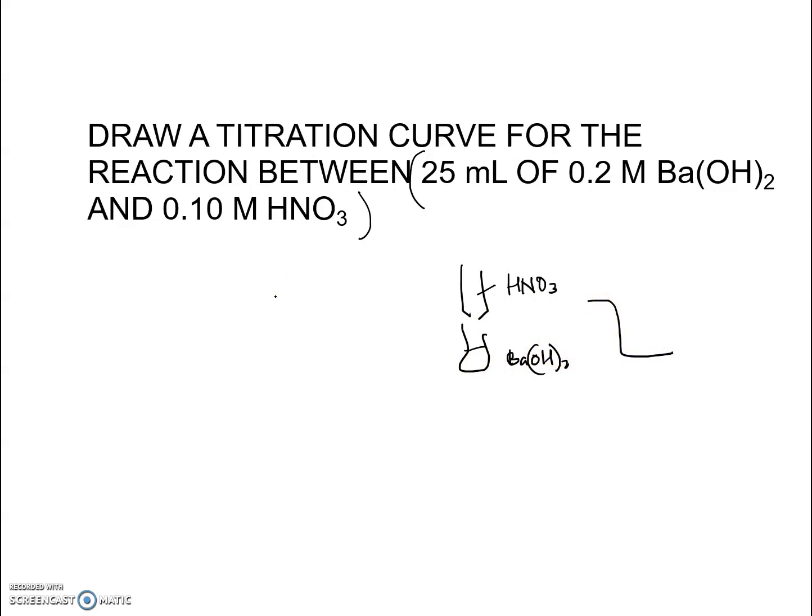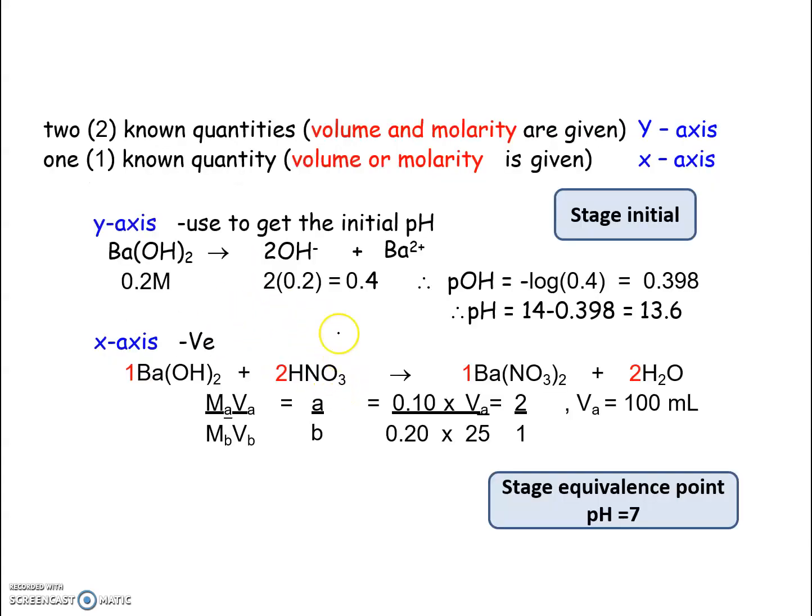So for this question, how do you draw a titration curve? Two stages that you can plot: first is the initial stage, second is at the equivalence point. Find the x-axis and y-axis values for both stages. For the initial stage, barium hydroxide dissociates to its ions, and you balance it. So 2 moles of hydroxide per barium hydroxide, you get the concentration of OH, so you find pOH and then pH.